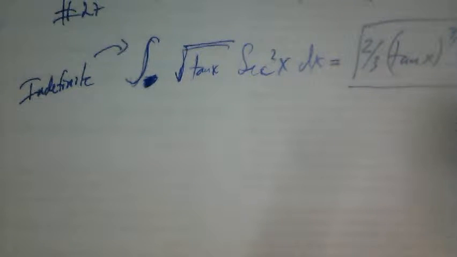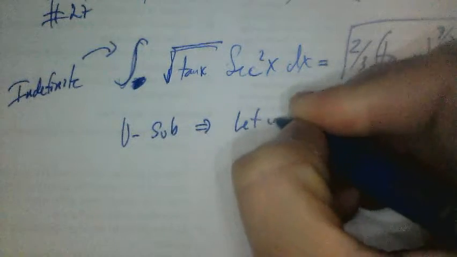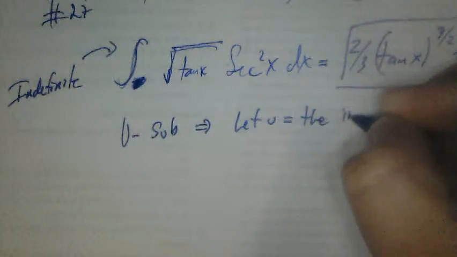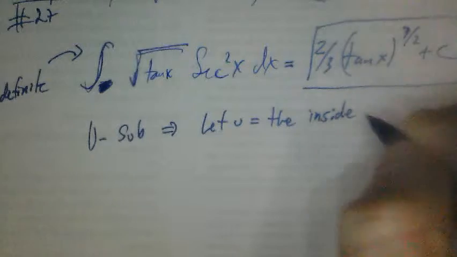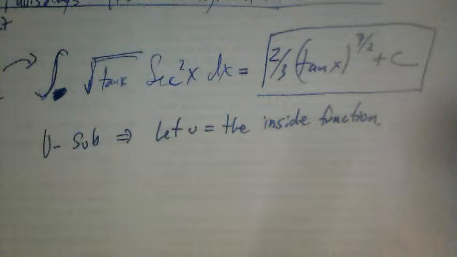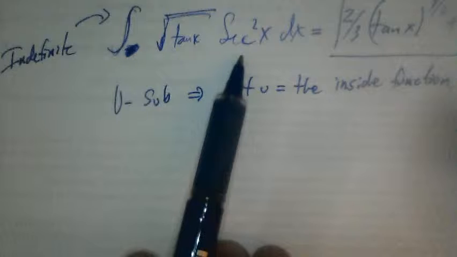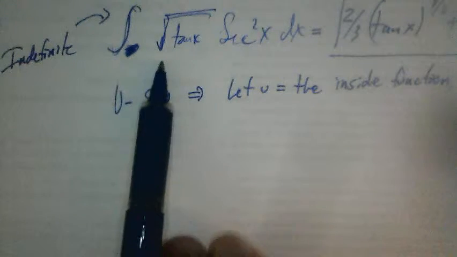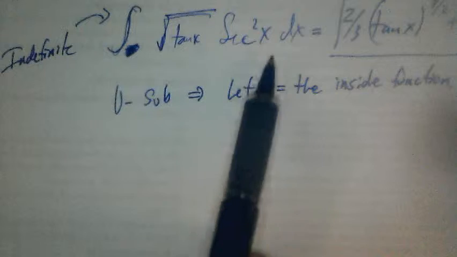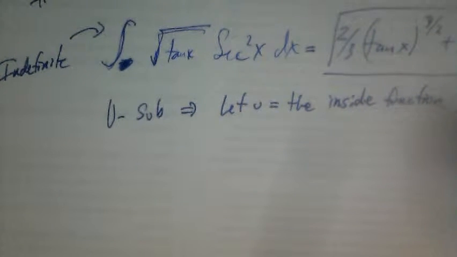Because it's a u substitution, remember the golden rule: let u equal the inside function. It depends what the inside function is, and we just follow the rules. Here you have the square root function, the tangent function, the secant function, and the squared function. There are a lot of functions going on, so it's hard to decipher which one is the inside one.